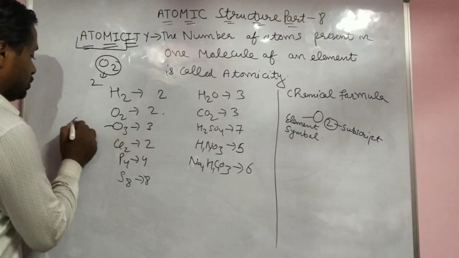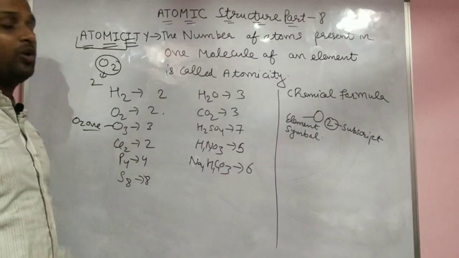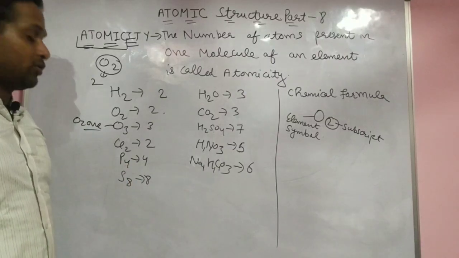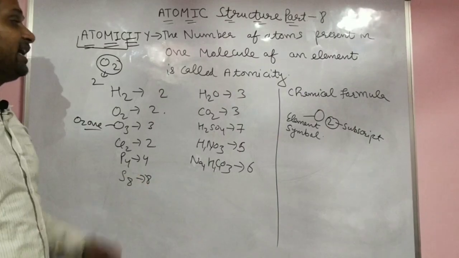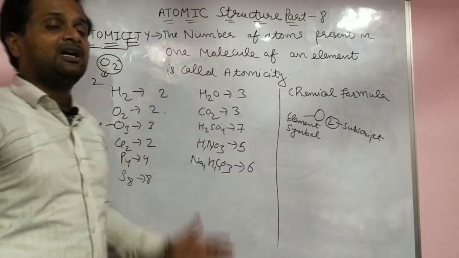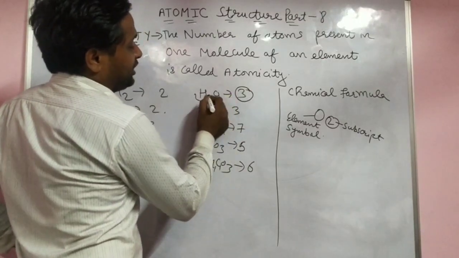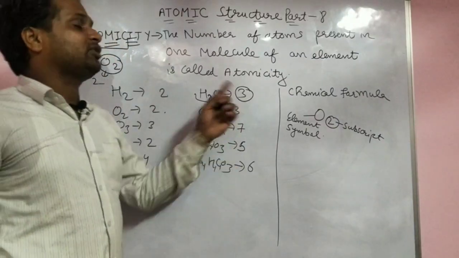Ozone, its atomicity is 3. Chlorine, its atomicity is 2. Phosphorus exists with atomicity 4. Sulfur S8 has atomicity 8. So these are for homo molecules. This is for hetero molecules. For a hetero molecule, if you count the overall atomicity, water has hydrogen 2 and oxygen 1. So the total atomicity is 3.